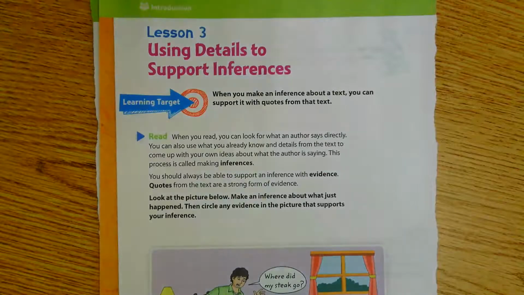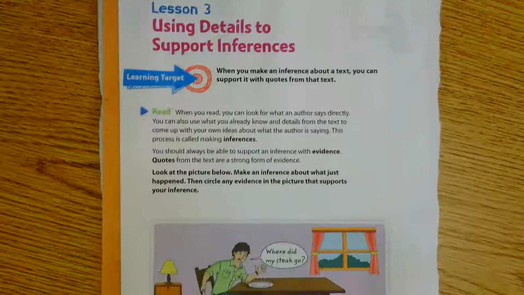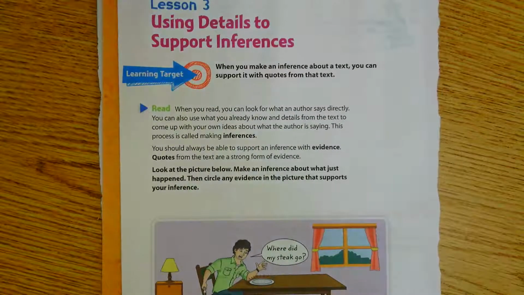This is Miss Harrington here, and today we're going to go over how to make an inference. So we're going to talk about how you use text details to support an inference that you make based on something that you have read. We're going to go through this example page together, and then we're going to answer a few questions.